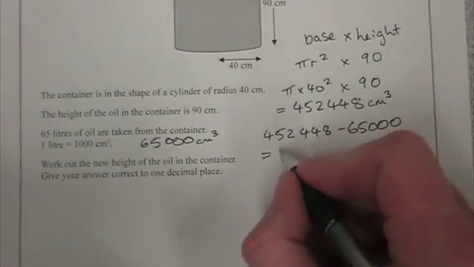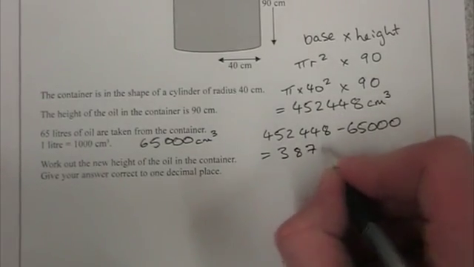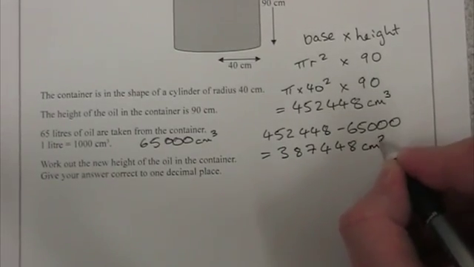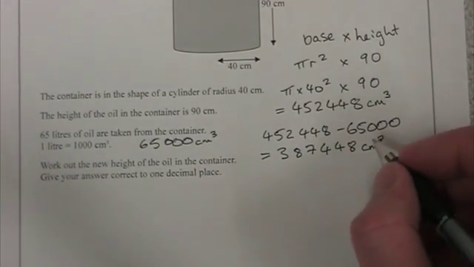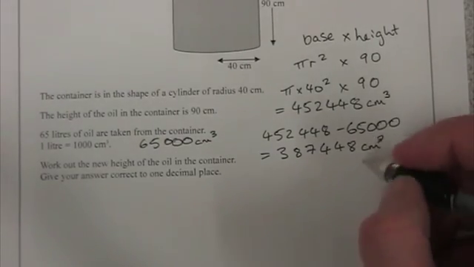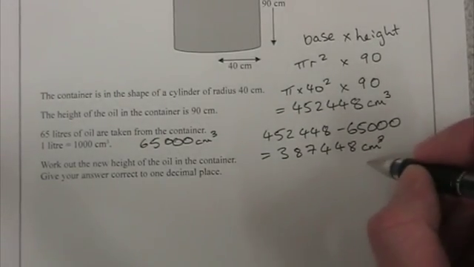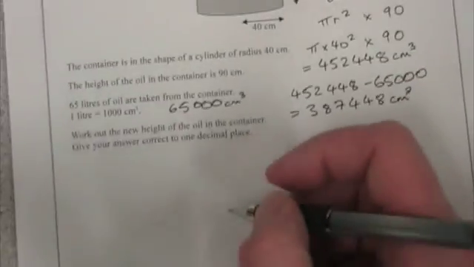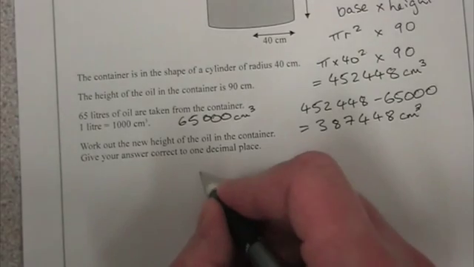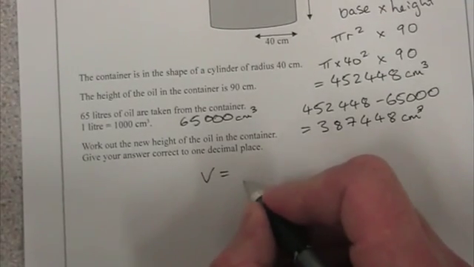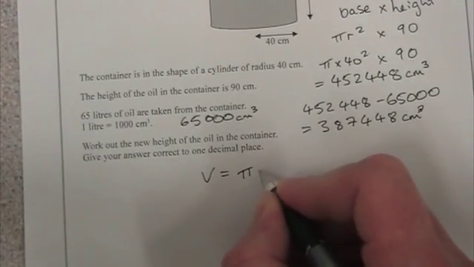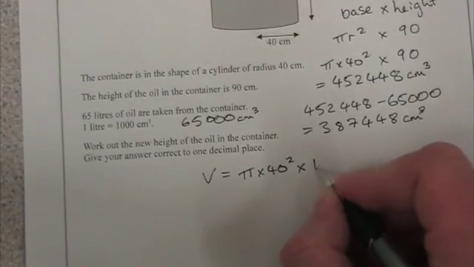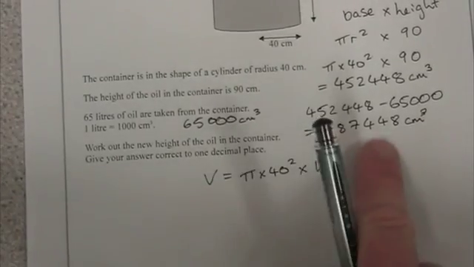And that leaves me with 387,448 centimetres cubed. Now they want me to find the new height of the oil in the container, so I now need to work backwards. This is how much there is. I know what the base of the container is. So the volume of the tank will be pi r squared, pi times 40 squared, times the height. But we know the volume is this.